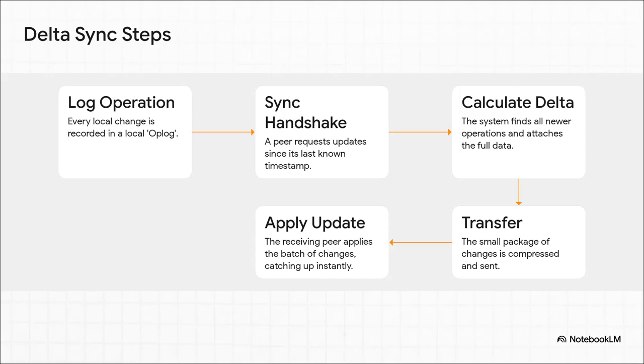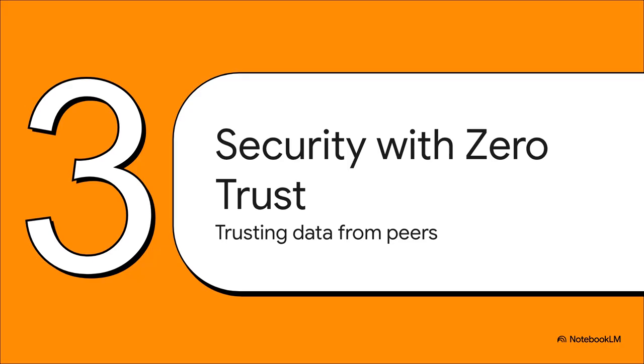So let's take a closer look at that fast lane, the Delta Sync. It's basically a 5-step process. First, anytime you do anything, it gets logged on your local machine in an oplog. Then, when you connect to another user, your computer basically says, hey, the last thing I saw from you was at this timestamp. What have you got for me since then? Their machine quickly figures out the difference, the delta, bundles up just those few new changes, compresses them, and shoots them over. Your machine applies that tiny little update, and boom, you're instantly caught up. It's incredibly elegant.